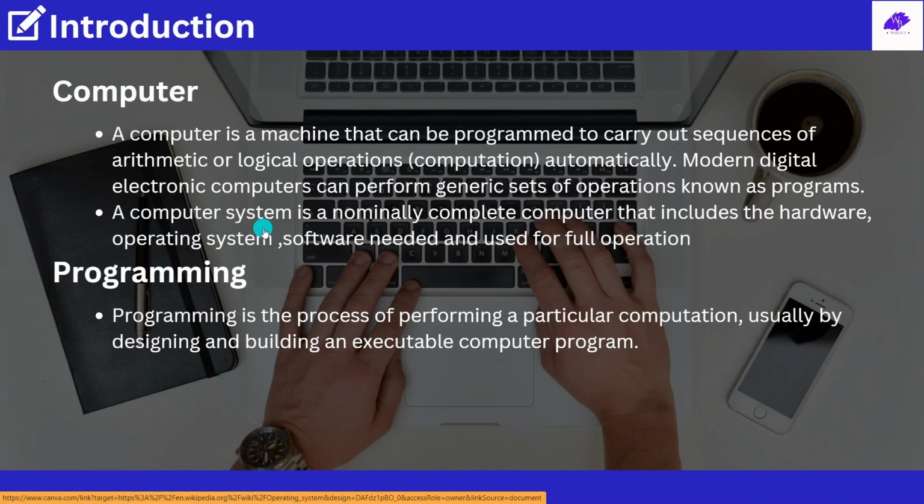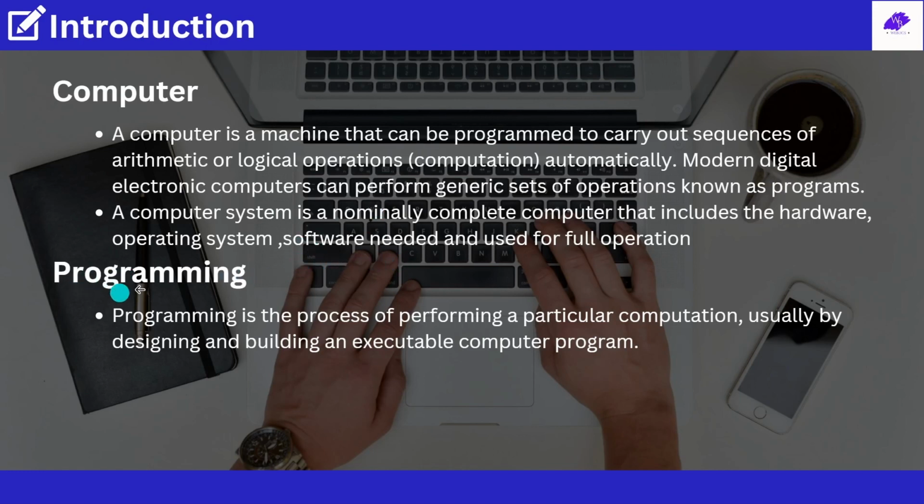A computer system is a nominally complete computer. Here the computer system is defined as a complete computer that includes hardware, software and the operating system which is needed for the whole operation of the computer. Hardware includes the mouse, keyboard, monitor, etc. Operating system like Windows, which is very familiar to us. Software are the many software which we use on a daily basis on our laptop or personal computers.